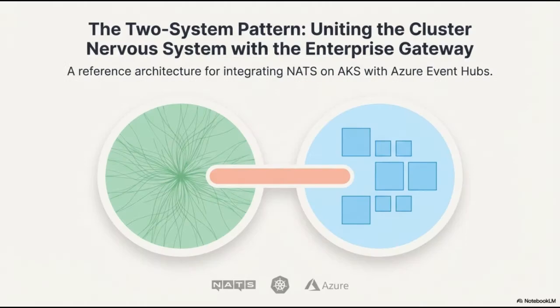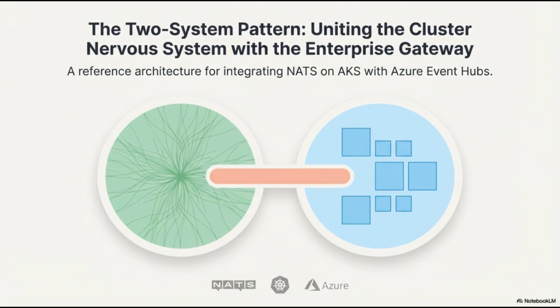Welcome, everyone. Today, we are going to explore the two-system pattern, a powerful architectural approach for modern cloud-native applications. This pattern focuses on uniting what we call the cluster nervous system with a robust enterprise gateway. Specifically, this is a reference architecture for integrating NATS running on Azure Kubernetes Service, or AKS, with Azure Event Hubs.